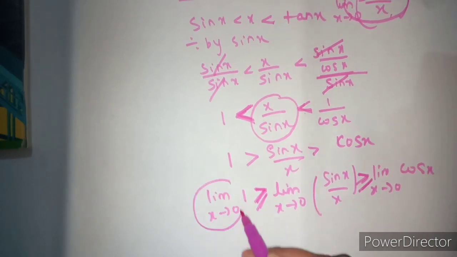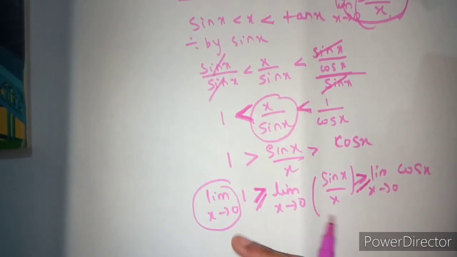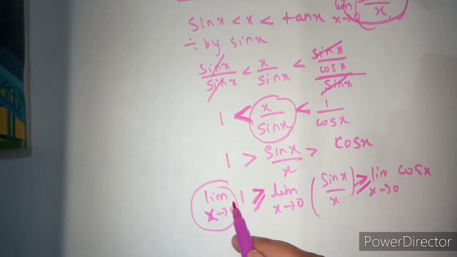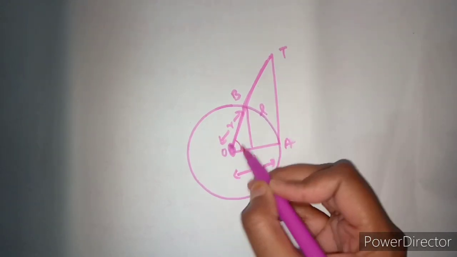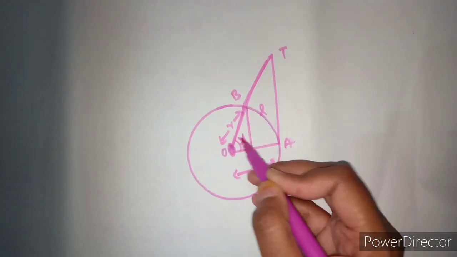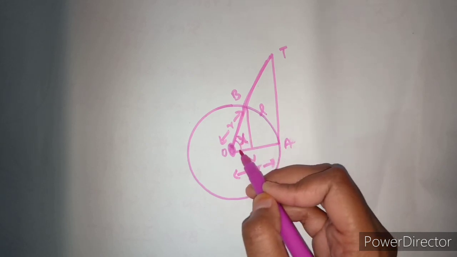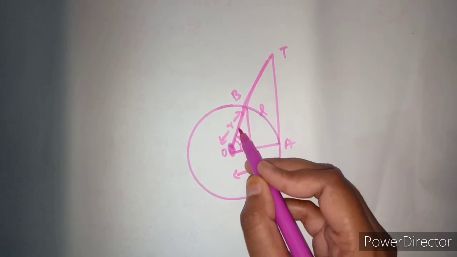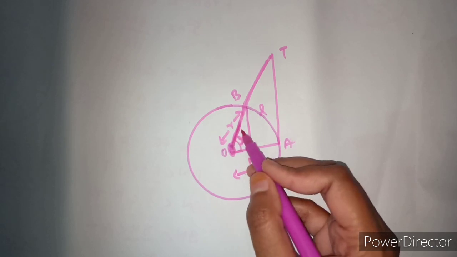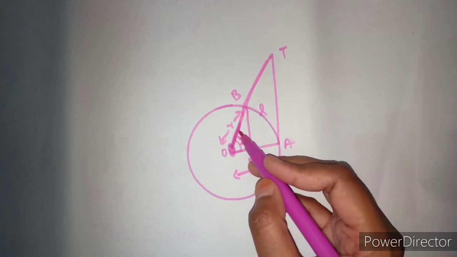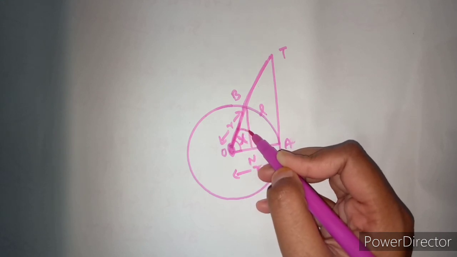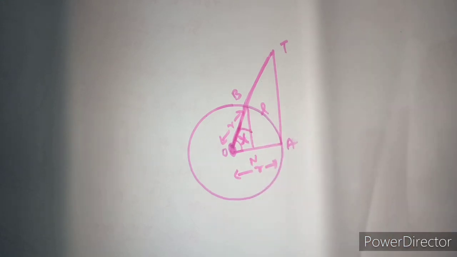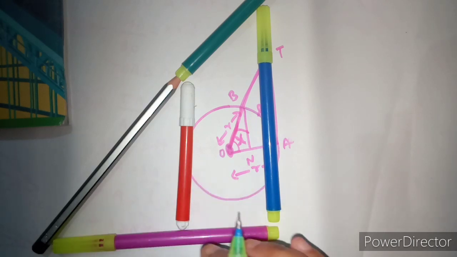What does this limit x tends to 0 indicate? Here x means angle. Here the angle is approaching 0, okay? This is our figure, right? So this is angle x. What is this angle x doing? This angle is approaching 0. 0 means approaching the origin. This is how our figure looks, right?